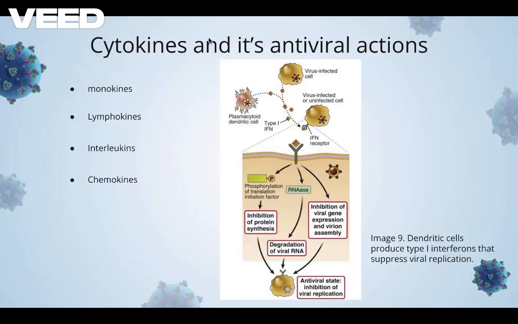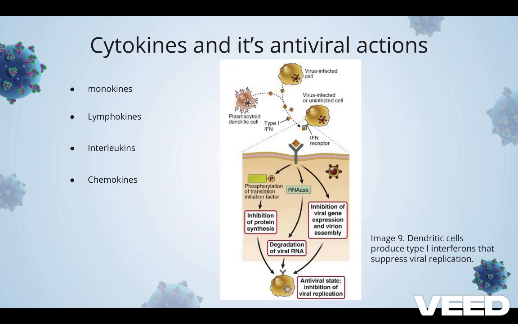Now we have our cytokines and their antiviral actions. Again, cytokines coordinate an immune response and they promote inflammation and cell signaling or communication. Then we have type 1 interferons, which, as this diagram shows, can be produced by a dendritic cell. They're produced during viral infections, and they induce an antiviral state in nearby cells, which makes them resistant to viral replication, which means that these type 1 interferons suppress viral replication.